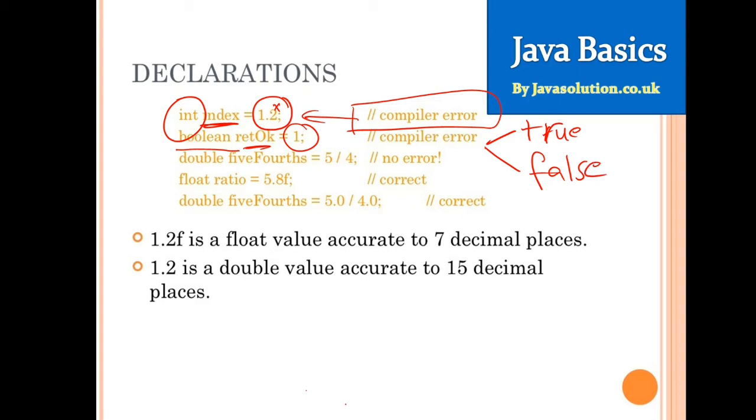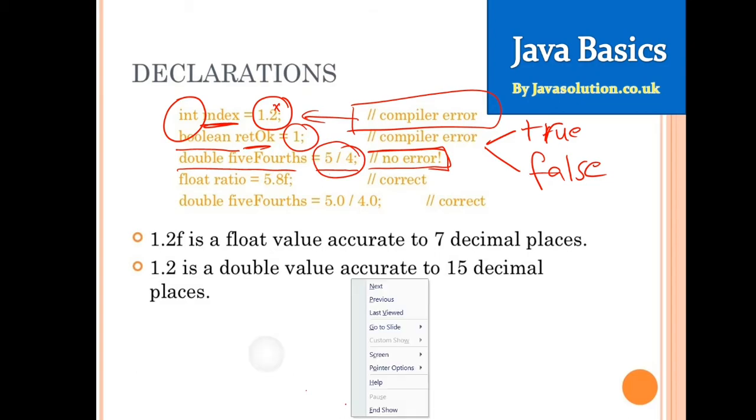Right? So if we define a double like this, 5 divided by 4, it won't give you an error. It will try to resolve this and get the value, which comes out as a decimal, so there is no error. Then float ratio: float is a type which can take decimal places. That's fine, no issue with it, right?